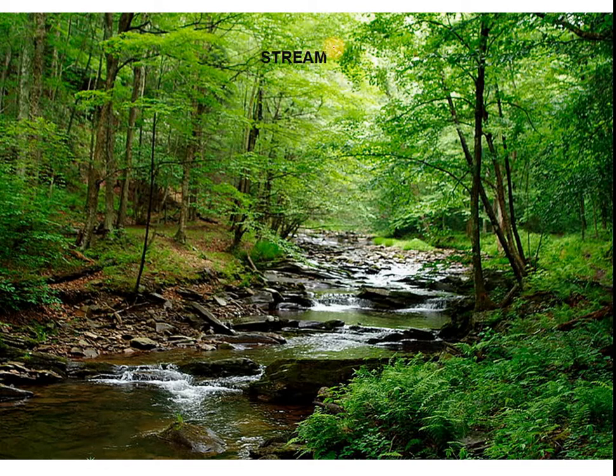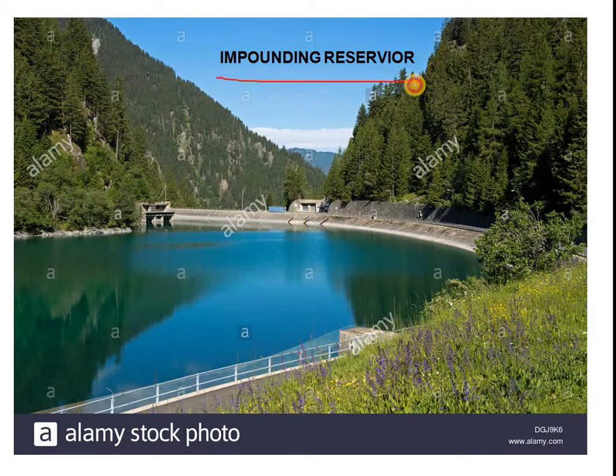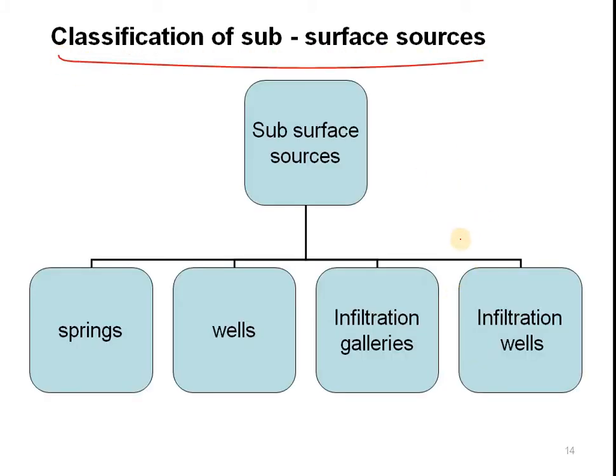And streams, these are also formed in hilly, mountainous and plateau areas. We can see these types of streams where the way is created by nature, and these are the impounding reservoirs, which are created by the people by storing the water in storage capacity reservoirs or any dams, okay. So now classification of subsurface sources. In subsurface sources, springs, wells, infiltration galleries, infiltration wells.